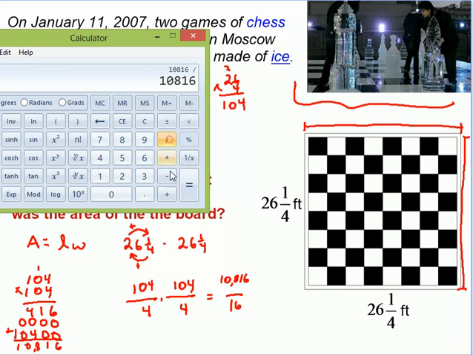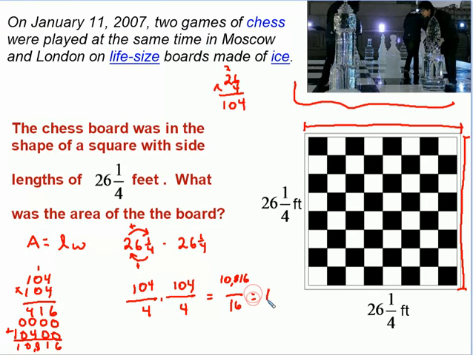10,816 divided by 16, and that's going to be 676. 676 what? 676 feet, and don't forget that it is squared. Feet squared, because we are measuring area. 676 feet squared is the size of our life-size chessboard. And there you go.